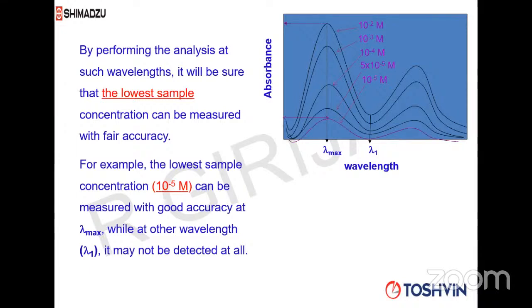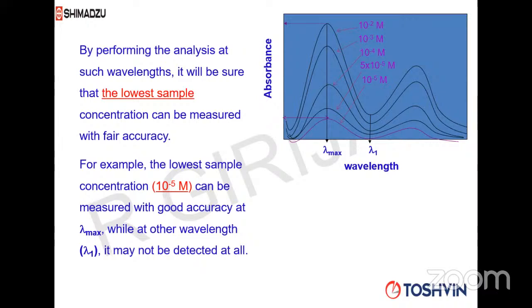I have prepared 5 different solutions of a drug, 5 different concentrations. Sample is same, 5 different concentrations. The first one is maximum concentration 10 to the power of -2 molar, then 10 to the power of -3 molar, 10 to the power of -4 molar, 5 into 10 to the power of -5 molar, and the lowest concentration is 10 to the power of -5 molar.